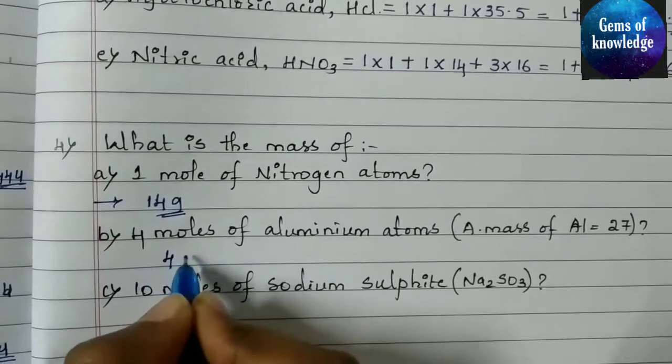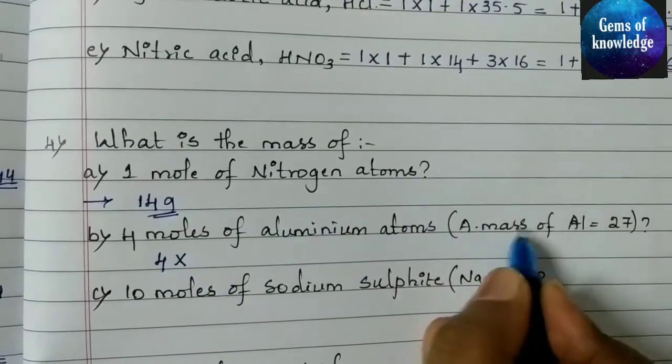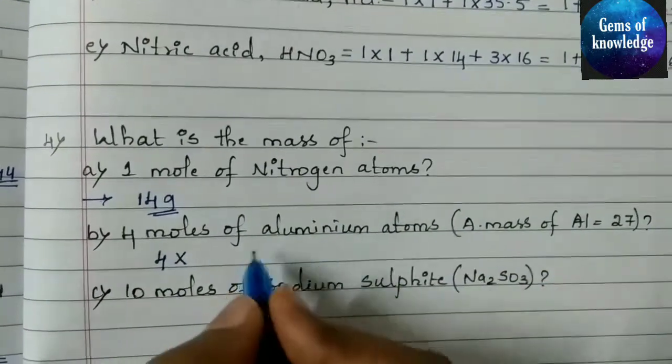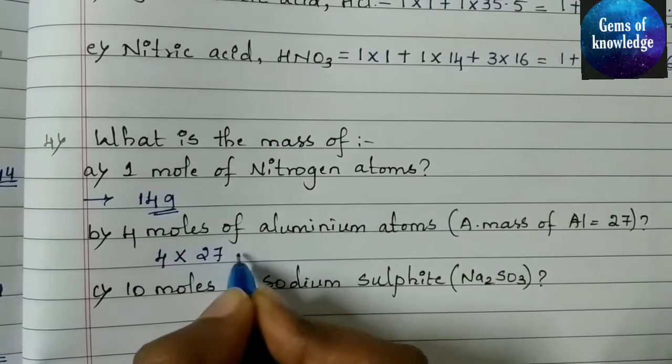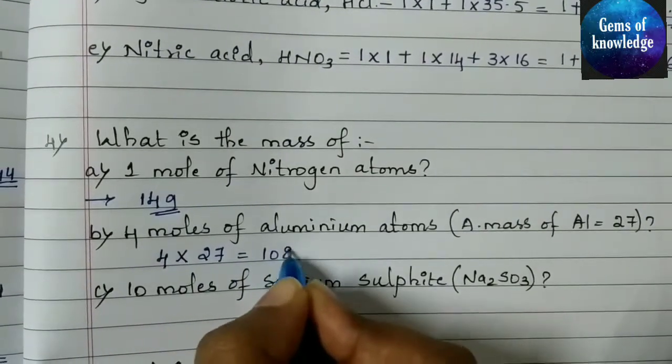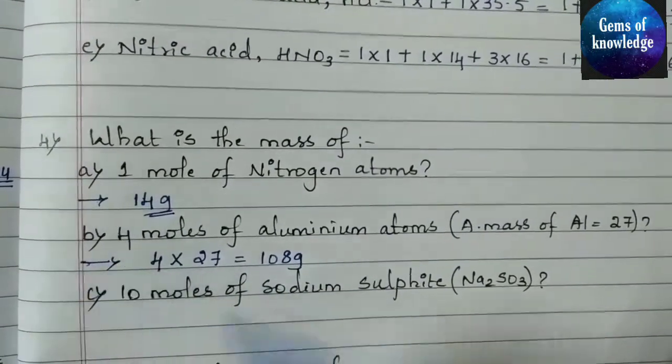So second one, 4 moles of aluminium atom. So 4 into, what is the atomic mass of aluminium? It is given as 27. So 4 into 27 is nothing but 108 grams. Okay. So this is the answer.